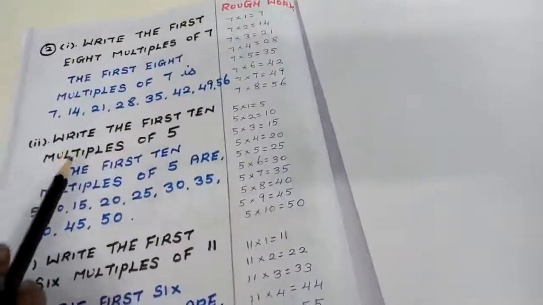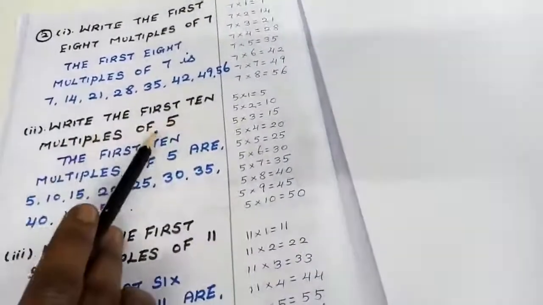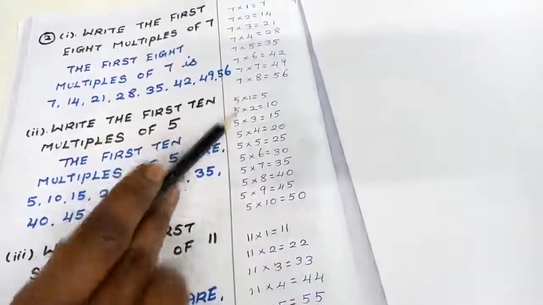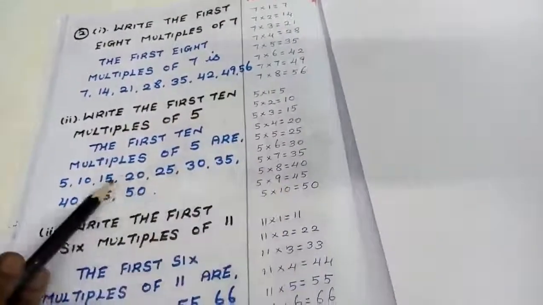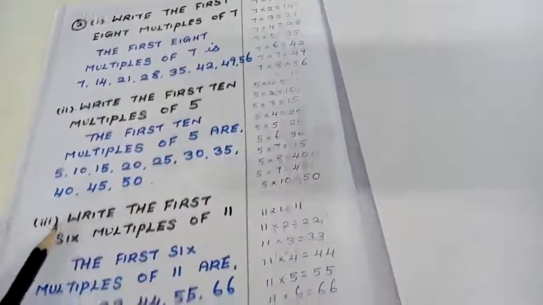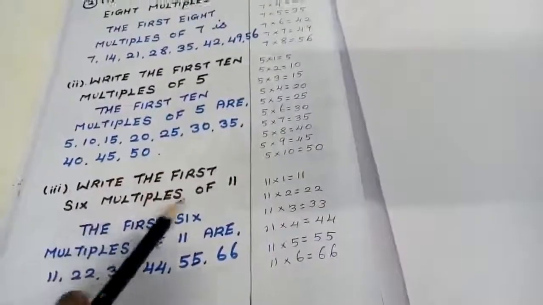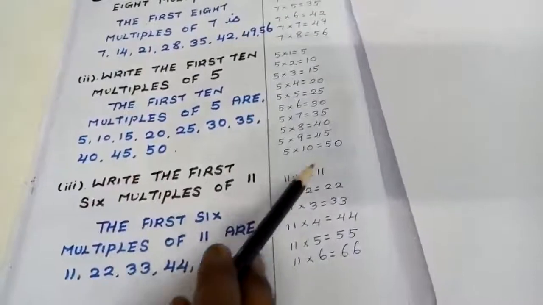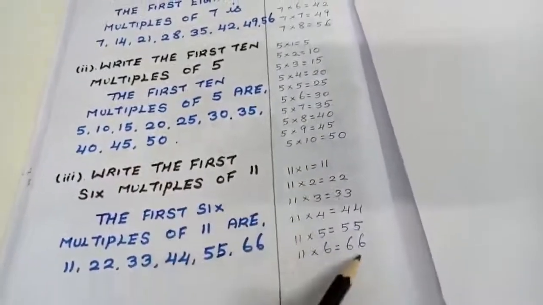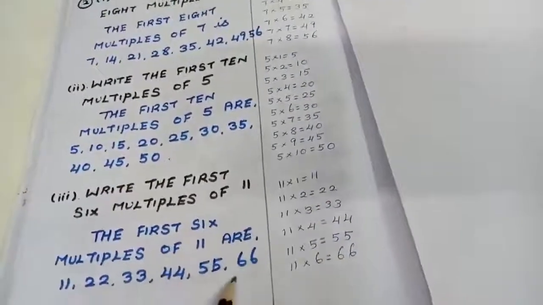Coming to the second question, write the first 10 multiples of 5 means the 5 table. 5 ones are 5 to 5 tens are 50. Those values you are going to write. And similarly, third question, write the first 6 multiples of 11 means 11 ones are 11 to 11 sixes are 66. And the answers we are going to write here.